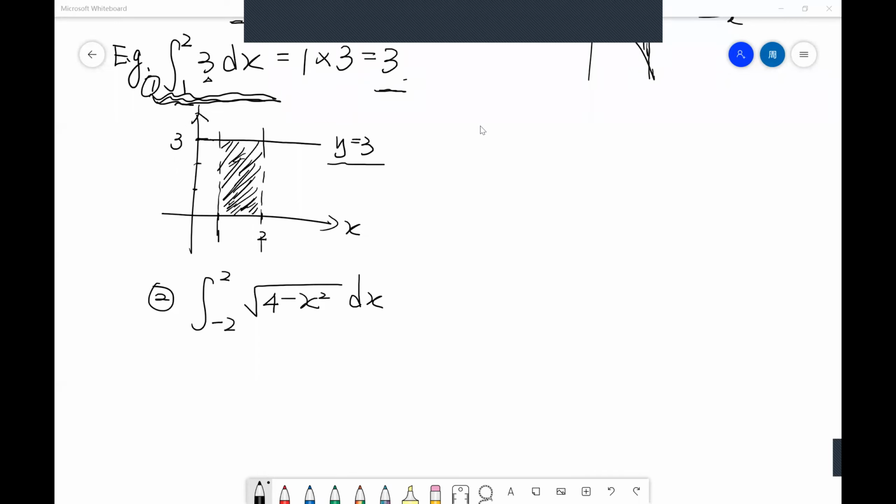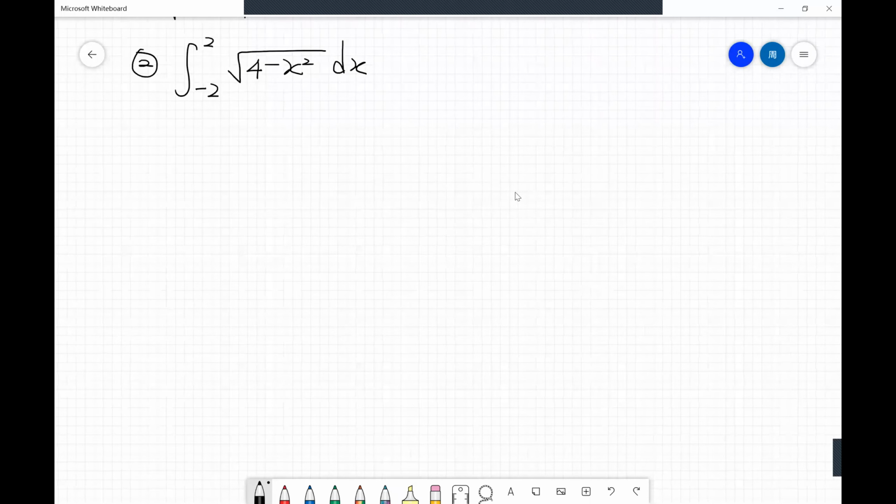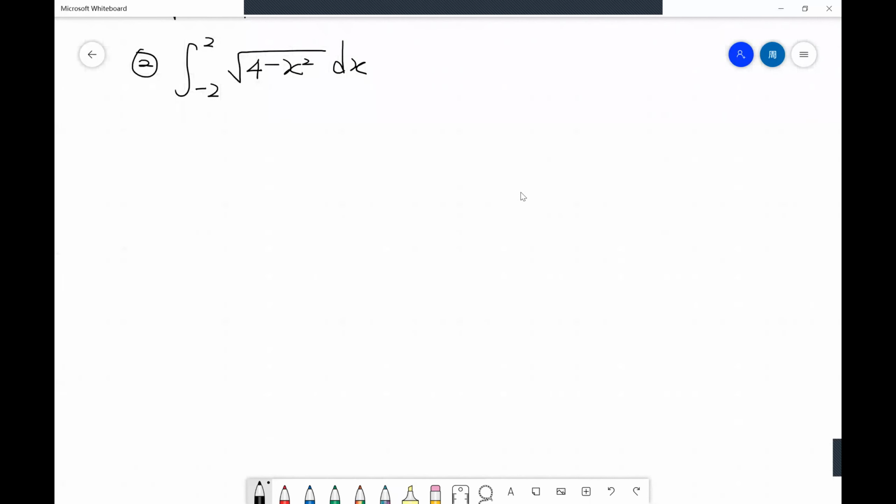Okay, here, you can think about it in this way. If I want to make clear the geometric meaning of this definite integral, one important thing is that I should know this curve. What is this curve, right? So here you can let y equal the square root of 4 minus x squared, right? And y equals a square root, that means y should be larger than or equal to 0.